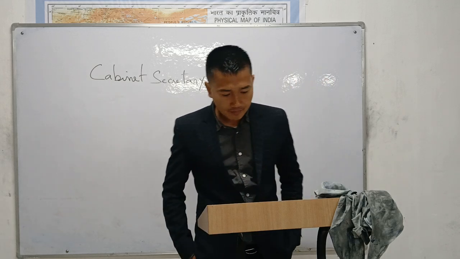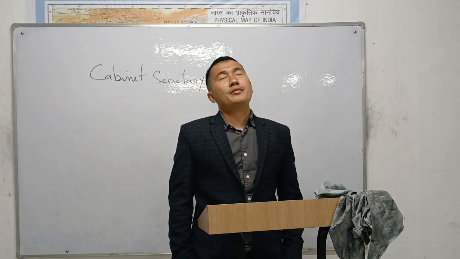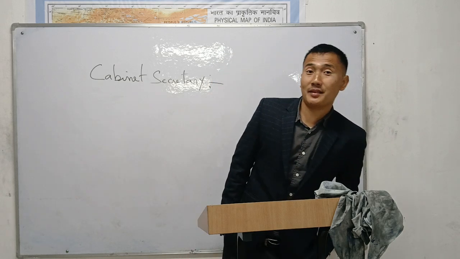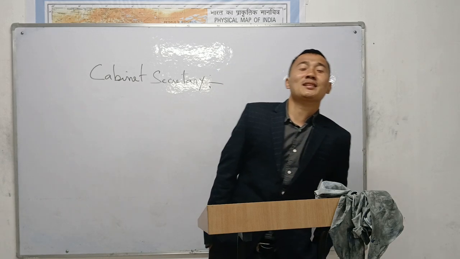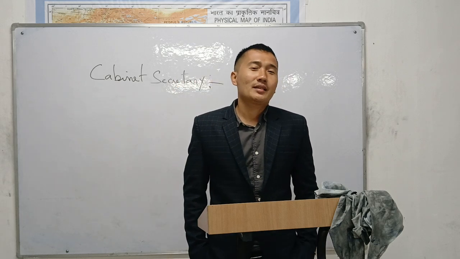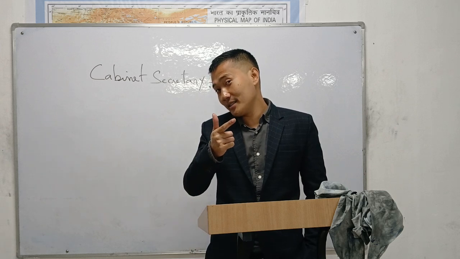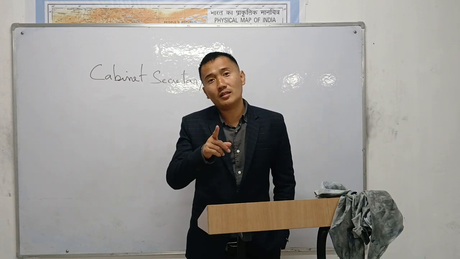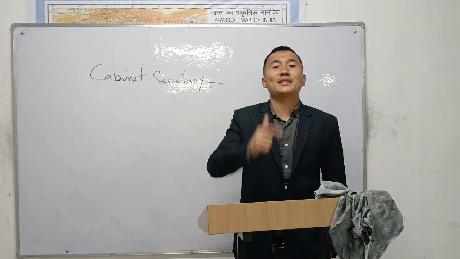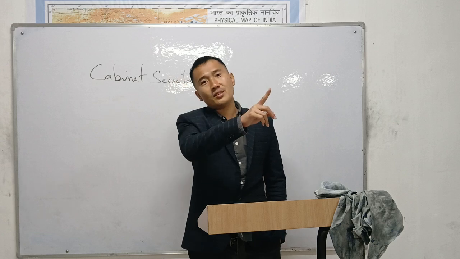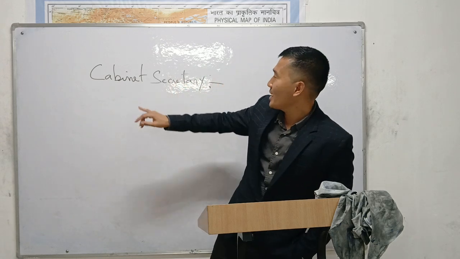Please write it down. The office of the cabinet secretary was created in the year 1950 after India got independent. 1950, not 1947. The office of the cabinet secretary came into existence in 1950. The cabinet secretary is the administrative head of the cabinet secretariat. See, they are interconnected, right? Politically, the prime minister heads the cabinet secretariat, but administratively, the cabinet secretariat is headed by the cabinet secretary.